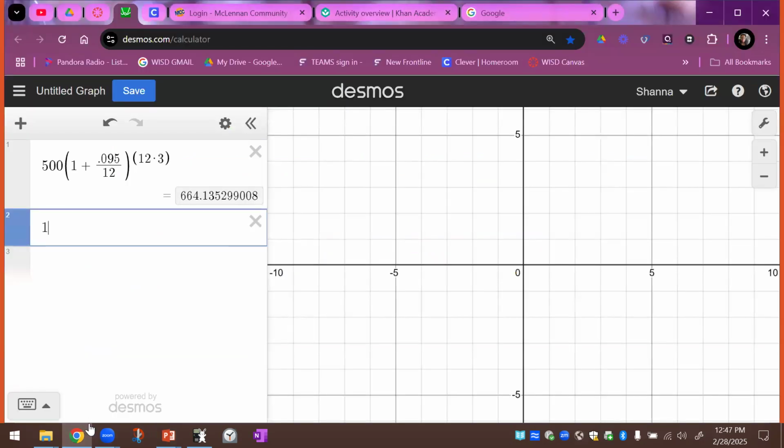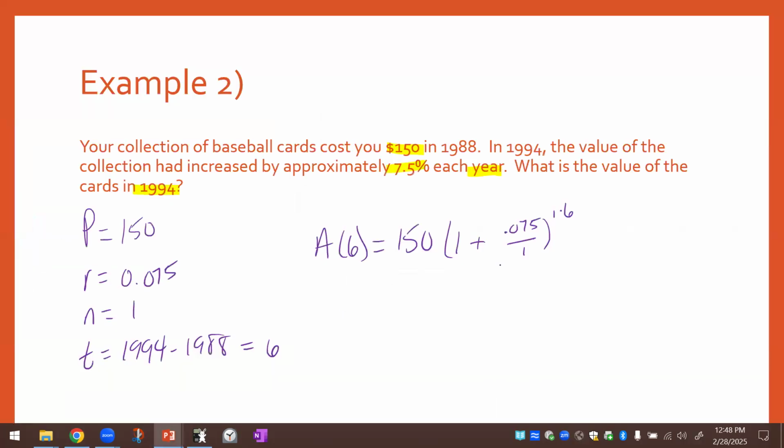So we have 150, parentheses, 1 plus 0.075, to the 6th power. After 6 years, this baseball card is now worth $231.50. The Pokemon Charizard costs $10,000. So A of 6 equals $231.50. How do we feel? Doable?